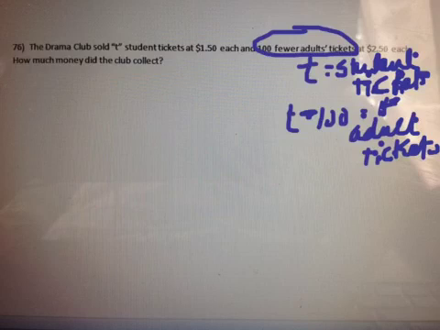So, what was each student ticket worth? They sold T of them, and if they cost $1.50 a piece, I could explain how much I collected from student tickets by saying that's $1.50 times T. And now I collected some more money, so I'm going to add in some more money. So we would put a plus there. And 100 fewer adult tickets at $2.50 each.